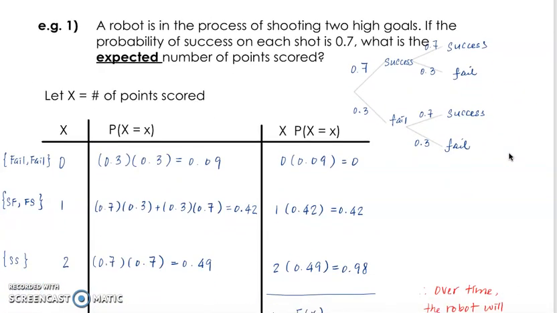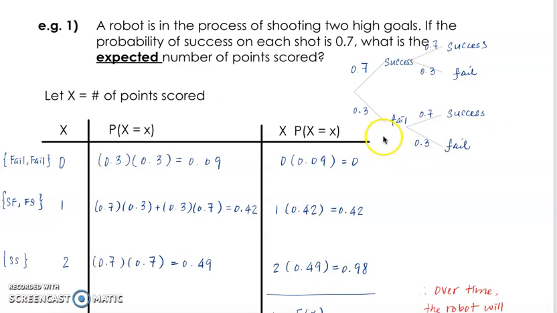A robot is in the process of shooting 2 high goals. If the probability of success on each shot is 0.7, what is the expected number of points scored? Let's let X represent the number of points scored. You can only do discrete values, right? 0, 1, or 2 goals.